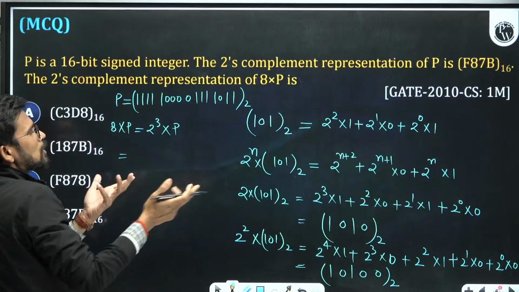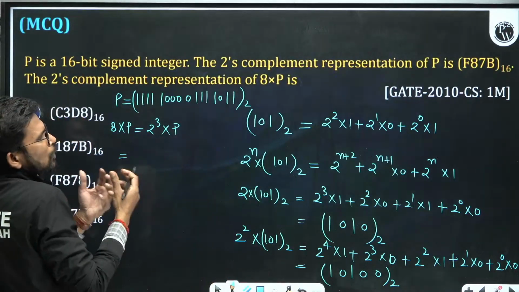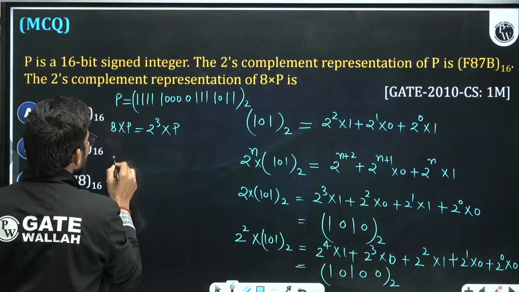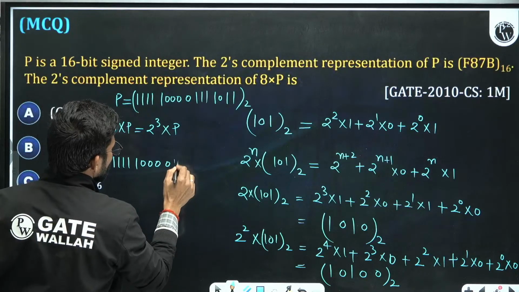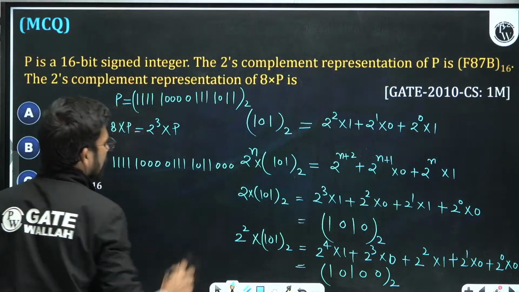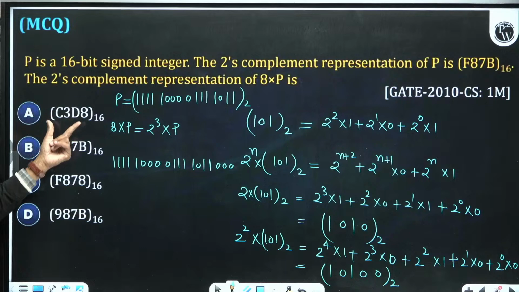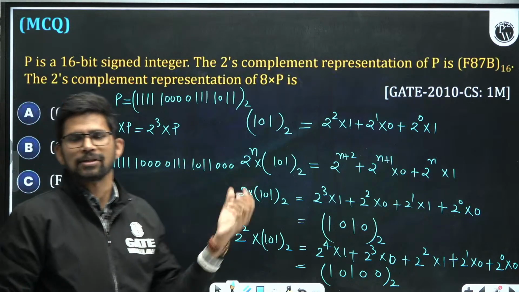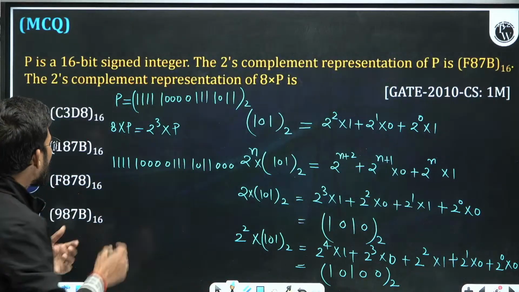So multiplication by 2 to the power n in a binary number system is equivalent to adding n zeros. So this will result in 1 1 1 1, 1 0 0 0, then 0 1 1 1, then 1 0 1 1, and then 3 zeros are added. But the result is only in 16 bits because this is 4 bit, 4 bit, 4 bit, 4 bit. In hexadecimal to binary conversion, the result will be in 16 bits. So I have to write this.